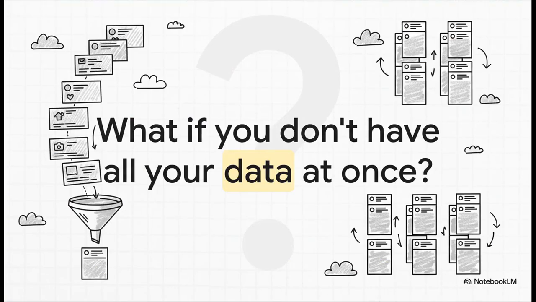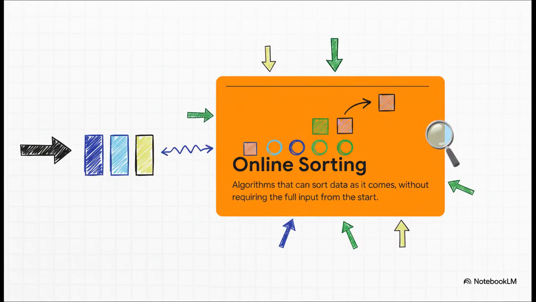Okay, think about this for a second. Your social media feed. New posts are popping up constantly, every single second. You can't just pause the entire internet and wait for every post to come in before you start organizing them. You have to be able to handle data as it arrives, piece by piece. And this is a perfect job for what we call online sorting. Algorithms that are built for this, like a classic called insertion sort, are absolutely perfect.